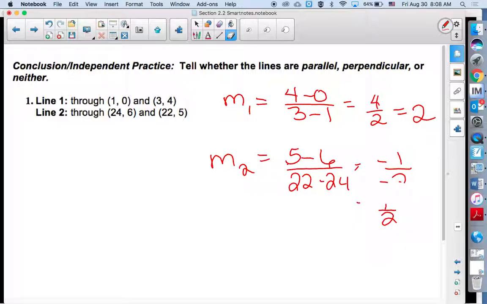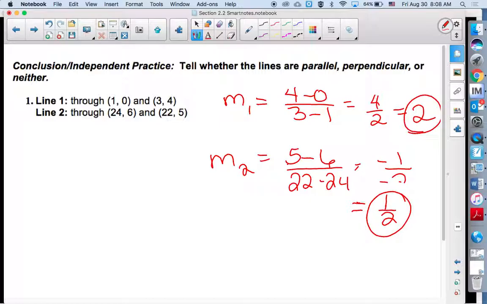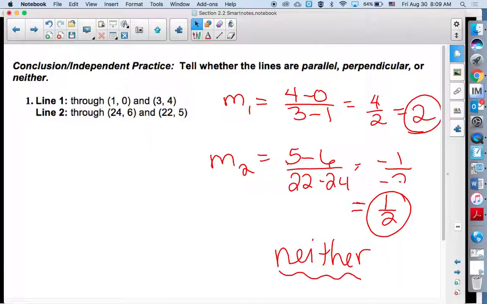So we have a +1/2 and a +2. They're not the same. They're not opposites. They're just reciprocals of each other. So this would be the case where they connect somewhere, but they don't connect perpendicularly. Any questions?